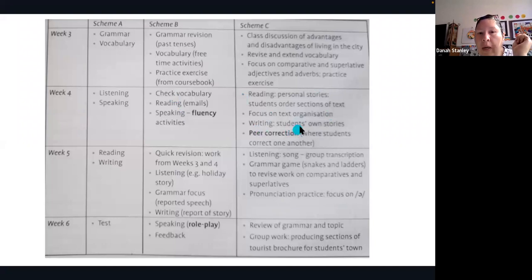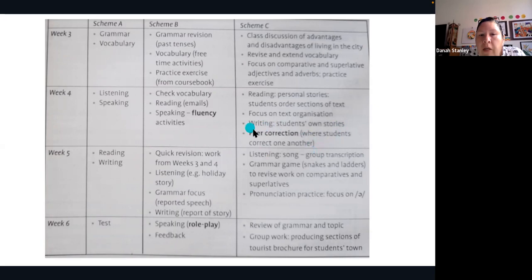Then in the following week, they have reading personal stories. The students order sections of the text. So they have the unscramble exercise, the text, and they need to read, focus on cohesion and coherence, linking words and sequences. So they are reading for specific information. Focus on the text organization, writing students' own stories, peer correction where students correct one another.